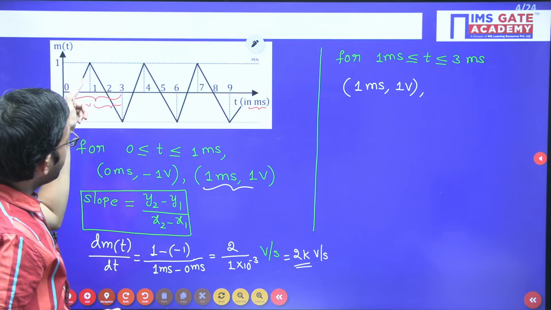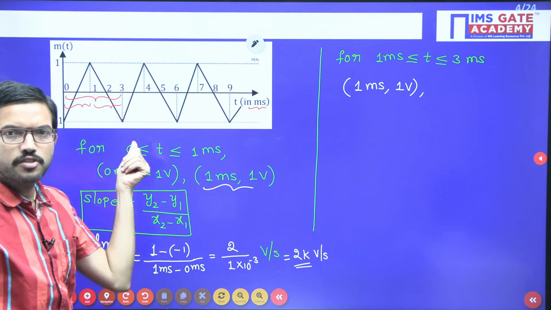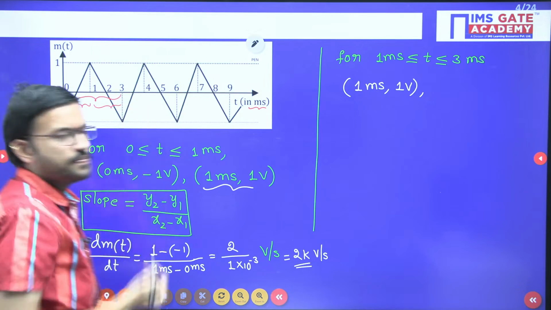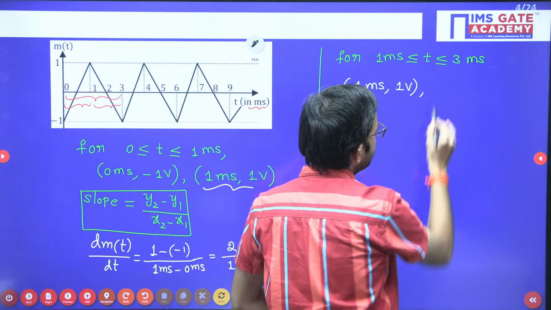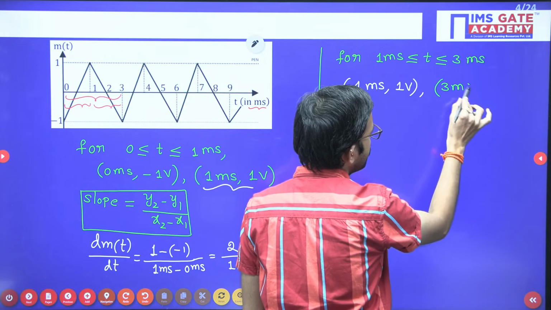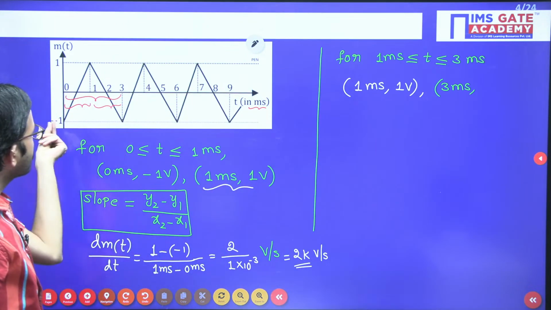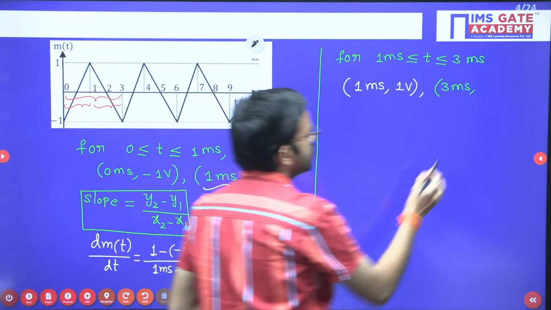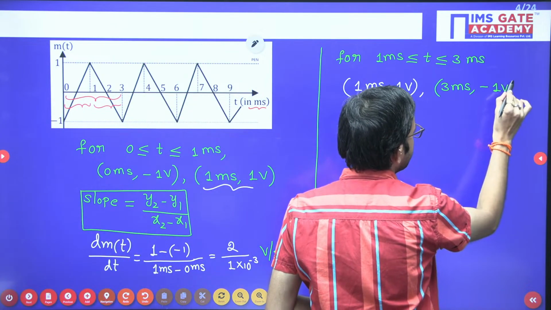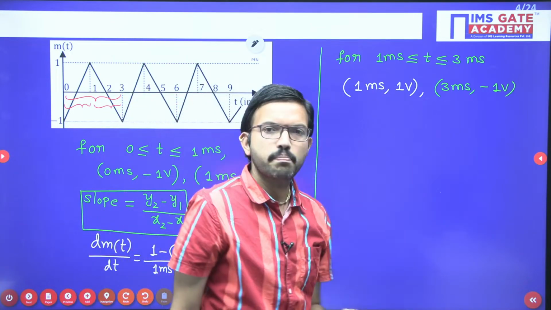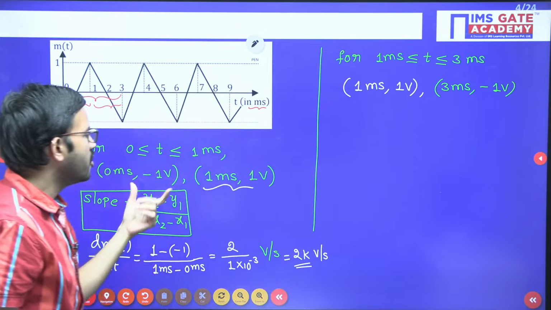For this particular line, this is the x2, y2. With respect to the time axis, you have 3 millisecond, and with respect to the y-axis, you have minus 1 volt. So at 1 millisecond you have 1 volt, whereas at 3 millisecond you have minus 1 volt. So once again, you know 2 points, so you can calculate the slope.